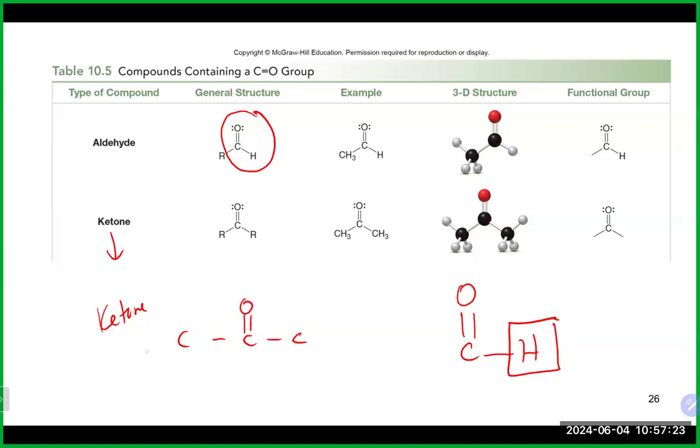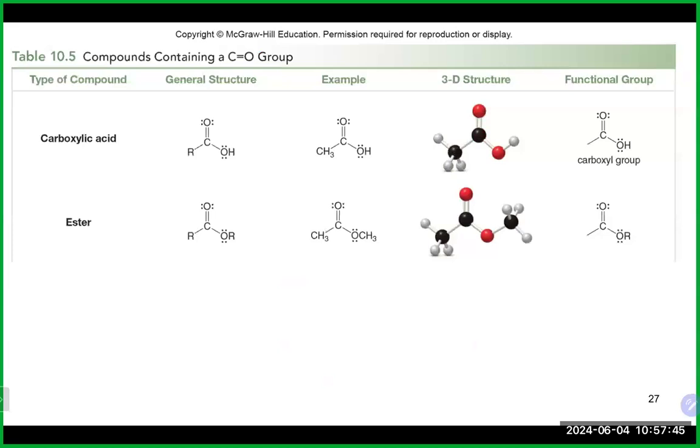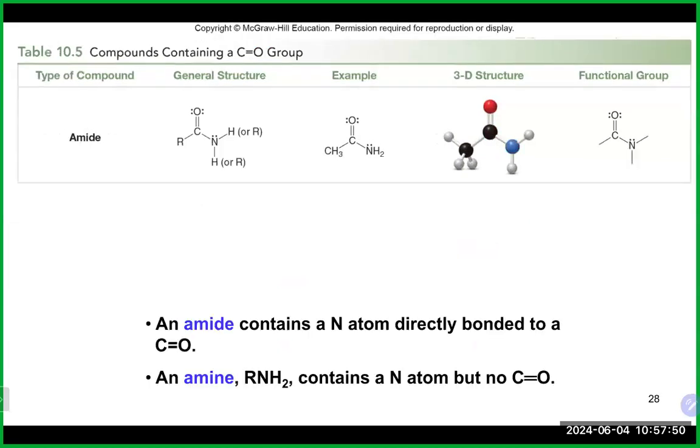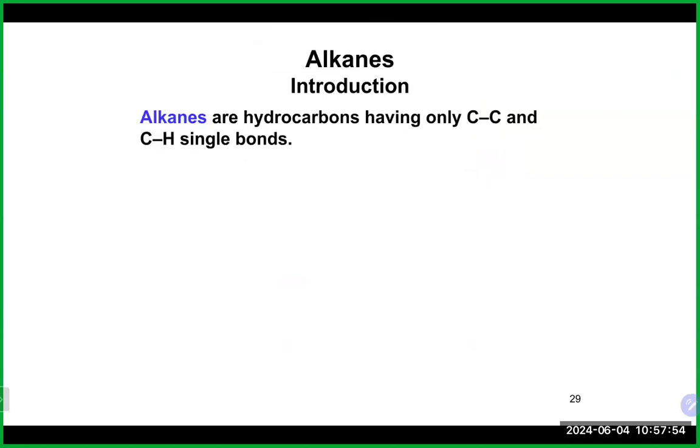That's different than a ketone, because in a ketone, you need 3 carbons in a row, and it's got to be the center carbon that has a double bond. This double bond, or carbonyl, will never end up at the end. It's got to be at least one carbon from the end, because it needs those 3 carbons in a row with the double bond in the middle. Here's our carboxylic acid and our ester as well, and our nitrogen-containing groups, our amides.